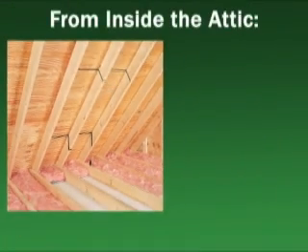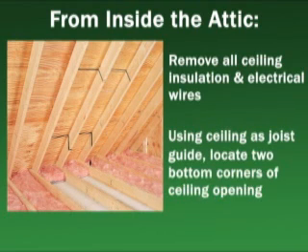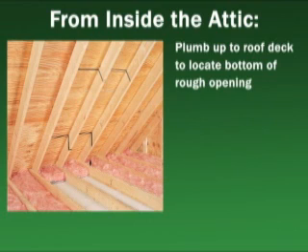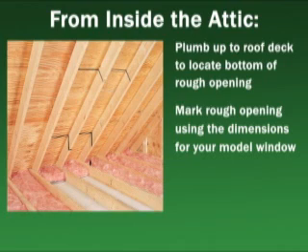From inside the attic, remove all the ceiling insulation and electrical wires from above the ceiling opening. Using the ceiling joists as a guide, locate the two bottom corners of your ceiling opening. Then, plumb up to the roof deck to locate the bottom of the rough opening. Mark the rough opening using the dimensions specified for your model of window.